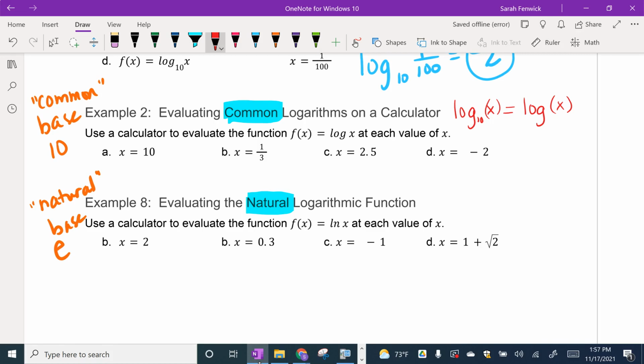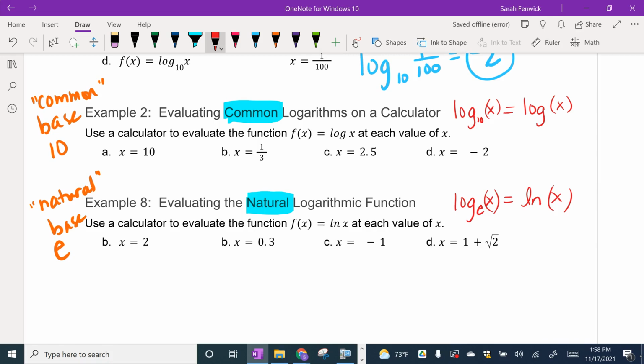Log base e of x is equal to what's called the natural log, and that is written ln, the abbreviation for natural log of x. I usually do my L a little bit curvy because people are forever thinking that it is an I. They don't do it with log, but they do it with ln.